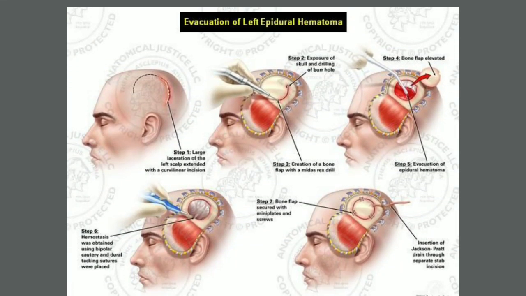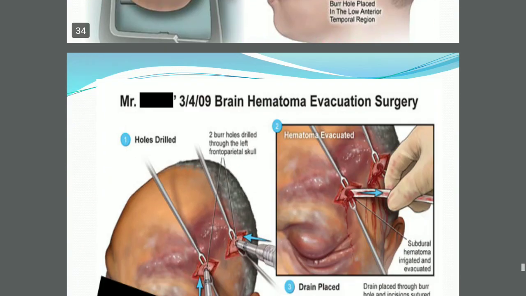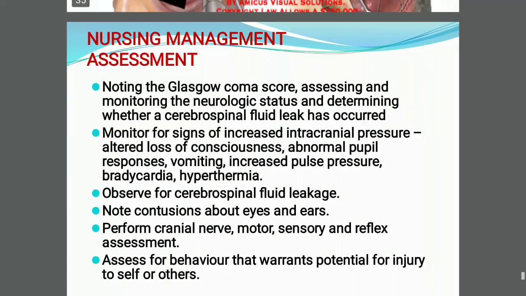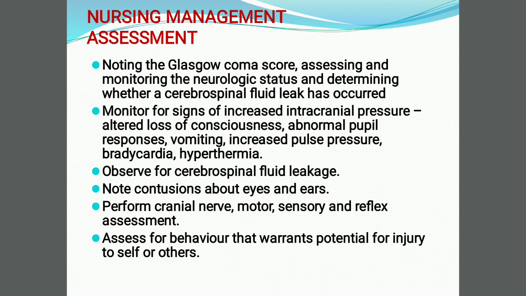Now in the nursing management, as a nurse, we need to note the Glasgow Coma Scale of the patient. That is very important. We need to assess and monitor the neurologic status of the patient and determine whether a CSF leak has occurred, or we have to monitor for signs of increase in intracranial pressure, loss of consciousness, abnormal pupil response, vomiting, increased pulse pressure, bradycardia, hyperthermia.